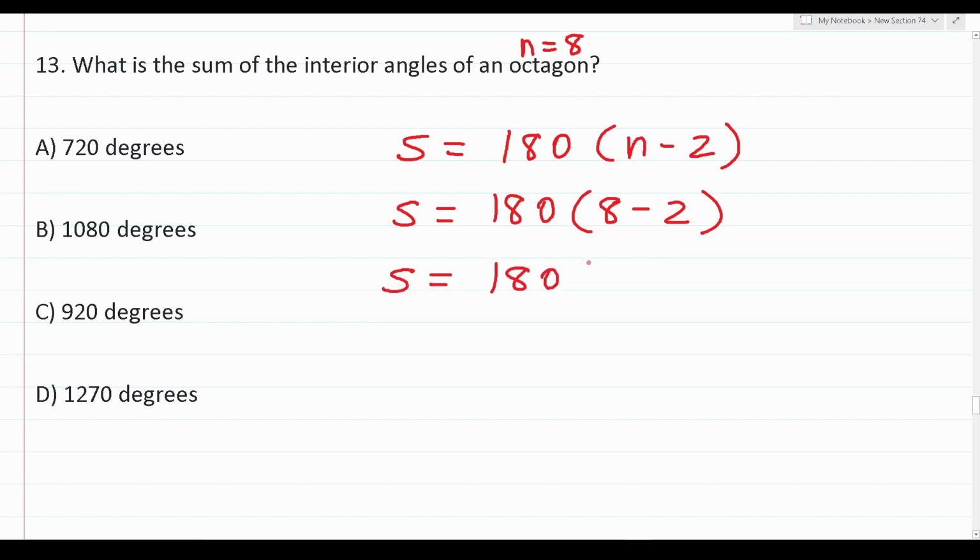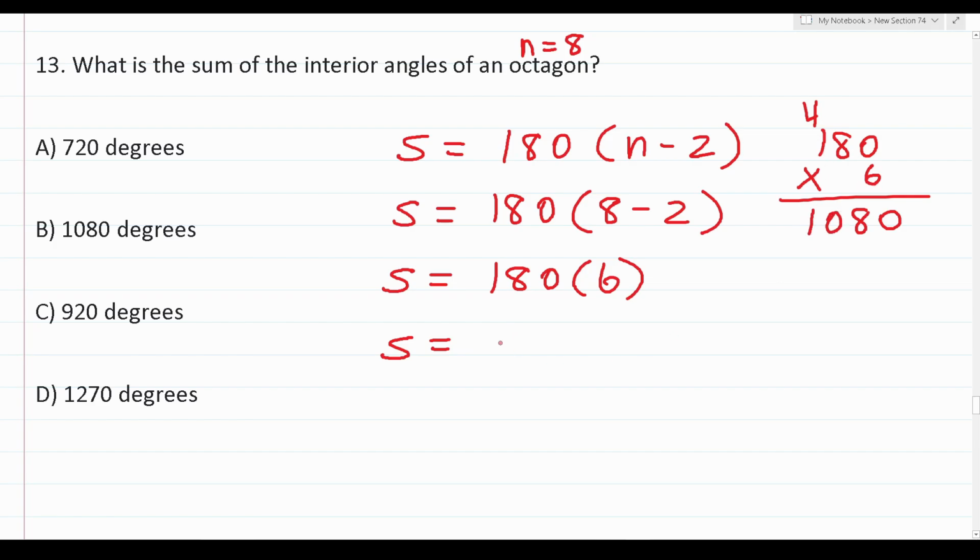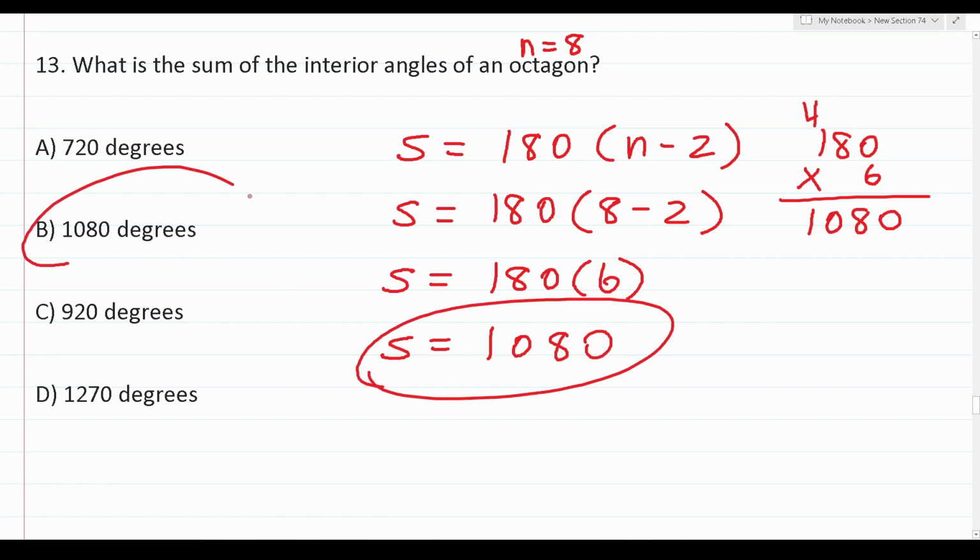This is 180. 8 minus 2 is 6. 180 times 6 I can't do in my head, so I'll work it off to the side here. 0 times 6 is 0. 8 times 6 is 48, so we're going to drop down to 8 and carry a 4. 1 times 6 is 6, plus 4 is 10. So the sum of the interior angles of an octagon is 1080, which we can see is B in this case. All right, so that's that one.